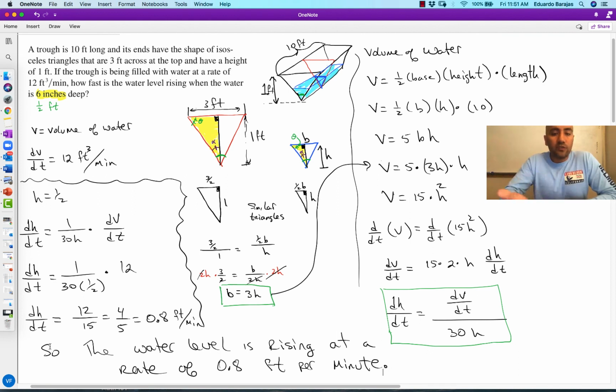We've established now that when we plug those in, the water level will be rising at a rate of 0.8 feet per minute. That's the speed at which it's rising when h equals half a foot, right? The whole thing is only 1 foot tall. So when h equals 1/2 foot, then you're halfway through the trough. And at that point in time, the rate at which the water line is rising is going to be 0.8 feet per minute.